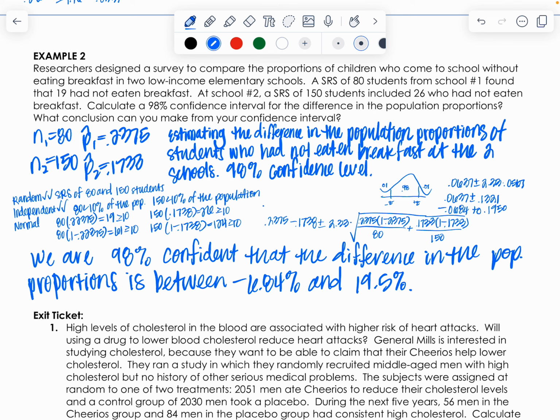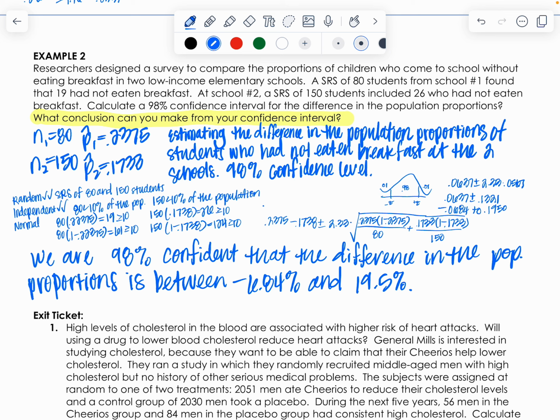You might be thinking, well, it's negative. It can't be negative. It absolutely can. Right? A negative difference implies that the first number is smaller than the second. So that is why probably this question was asked. What conclusion can you make? We can't really make one, right? Because in some parts of the interval, this is a negative difference, meaning school 1 has a smaller percent of students who didn't eat breakfast than school 2. And in some parts of our interval, it's positive, meaning school 1's percent is higher. And so we really can't say for sure which school is bigger because we've got both negative and positive differences.